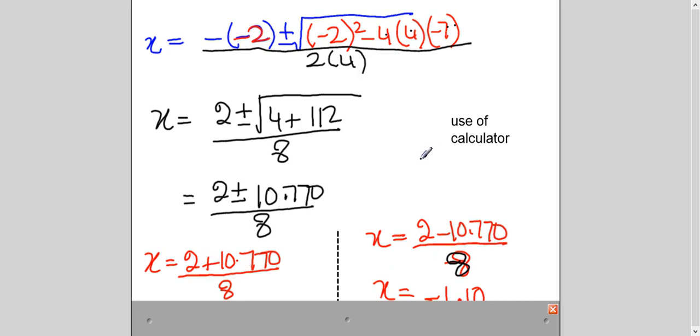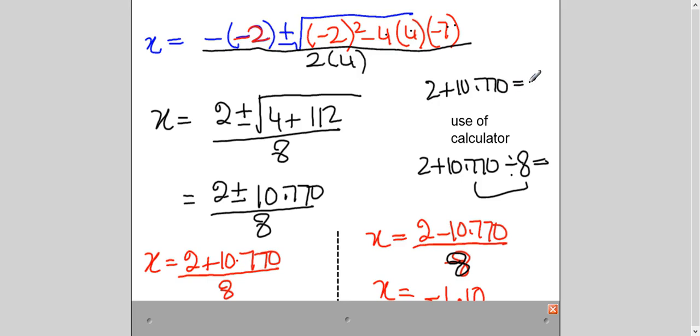In the calculator they write 2 plus 10.770 divided by 8 and then they press the equal sign. You know, according to BODMAS, what happened? The calculator actually divides these two numbers. Whatever the answer comes, it adds 2 to it. So then you will get the wrong answer. The correct way to solve it, you do 2 plus 10.770 equals, and whatever answer the calculator shows, divided by 8.